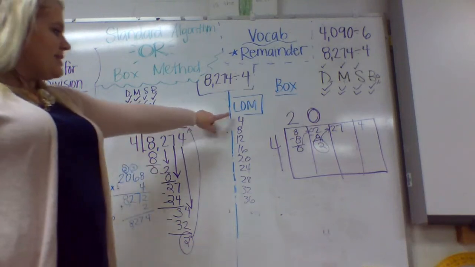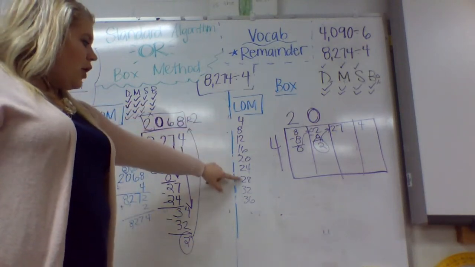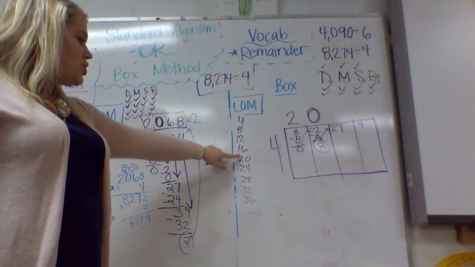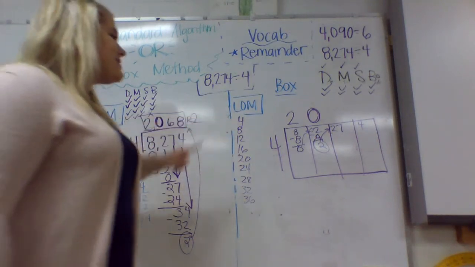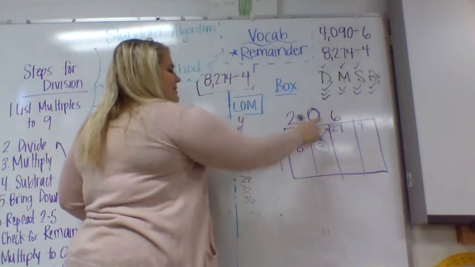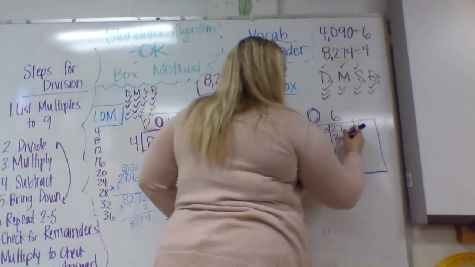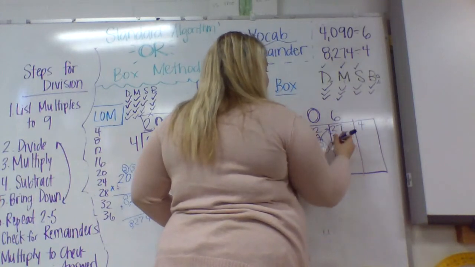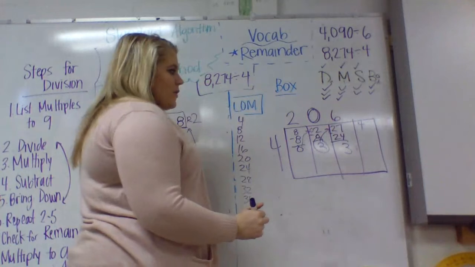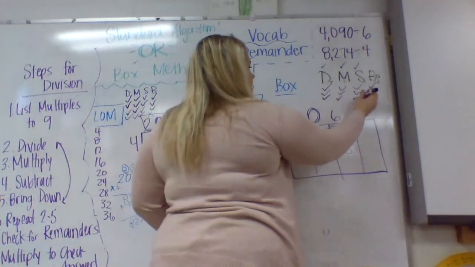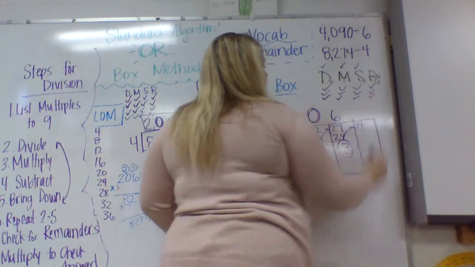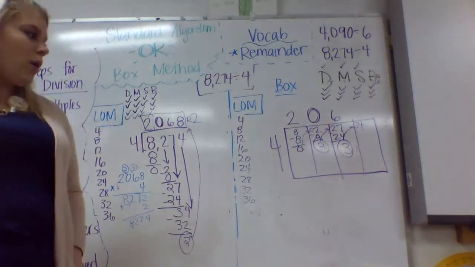4 can go into 27. Let's see. Oh, 28, that's too much. So I need to go back to 24. And that's 1, 2, 3, 4, 5, 6 times. 6 times 4 is 24. When I subtract those, 7 minus 4 is 3. 2 minus 2 is 0, so I don't need to do anything. I have something left to bring over. So now I'm dealing with 34.